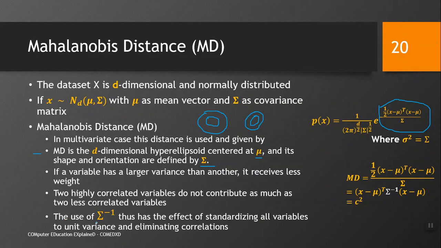The use of this matrix thus has the effect of standardizing all variables to unit variance and eliminating the correlation. So, this could be seen used over here. When it is taken above, it would be like this. So try to understand what a Mahalanobis distance is, right? Now this is very interesting. When we are working with multidimensional data, we use Mahalanobis distance to find out how near one data instance is to another data instance.